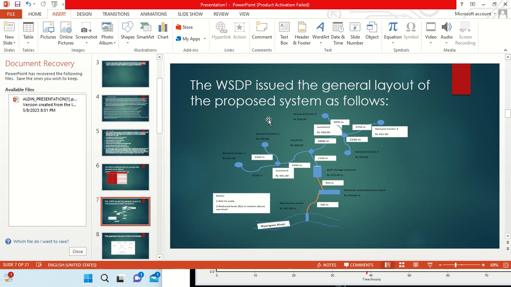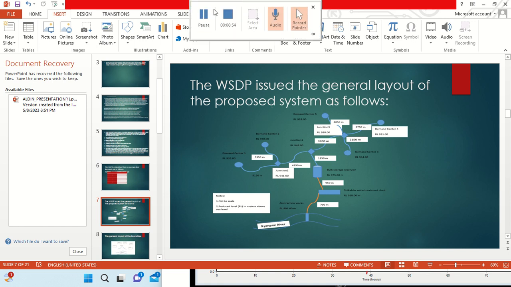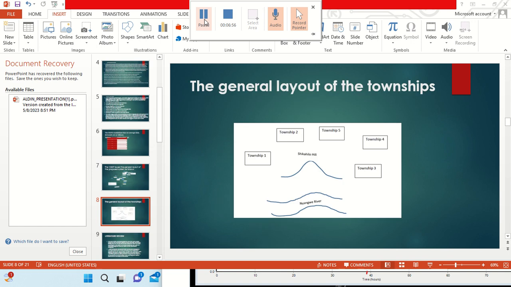As I've mentioned before, we've got 5 townships to design for. We're going to look at the general layout of the townships, which is township number 1, number 2, number 3, number 4, number 5. We have to consider the Shikana Hill, and we're lucky because we've got a river at the bottom which we will abstract water from.